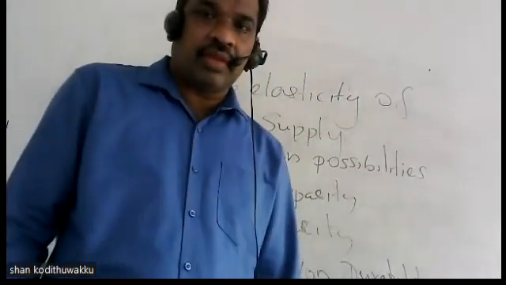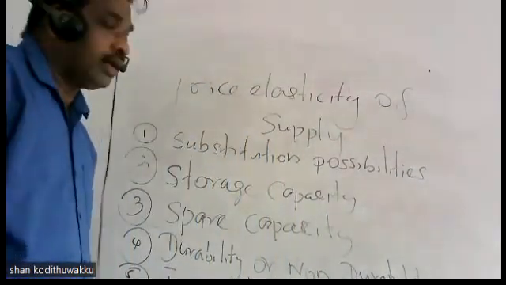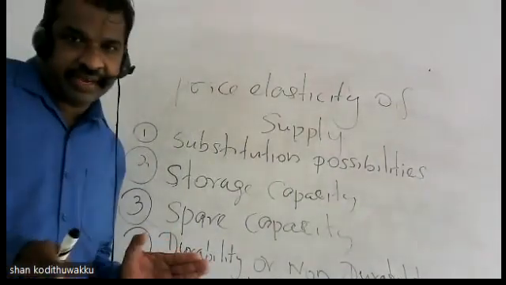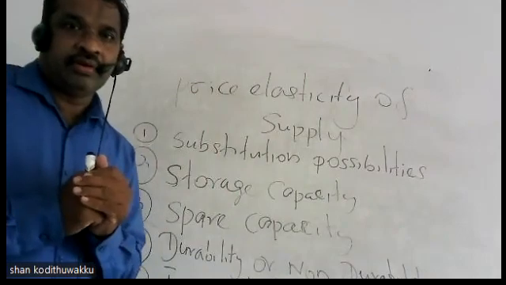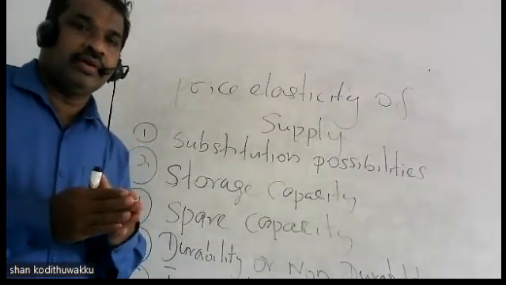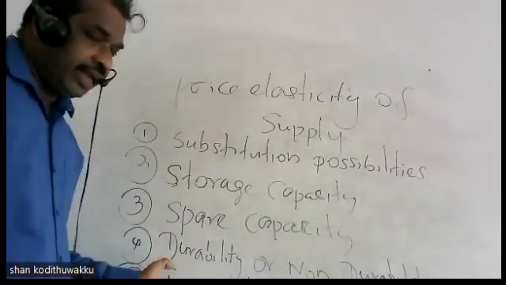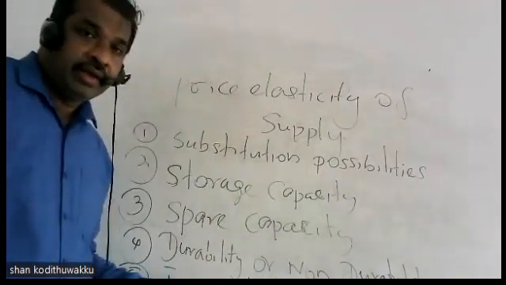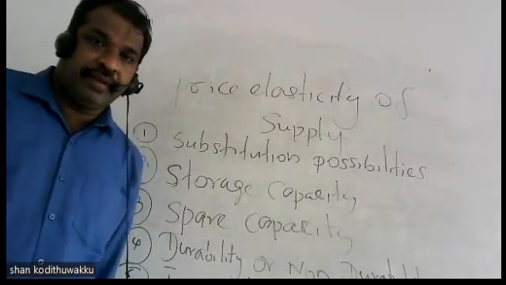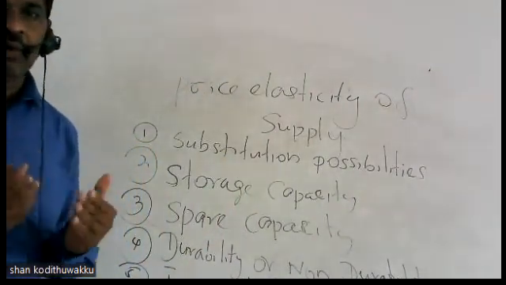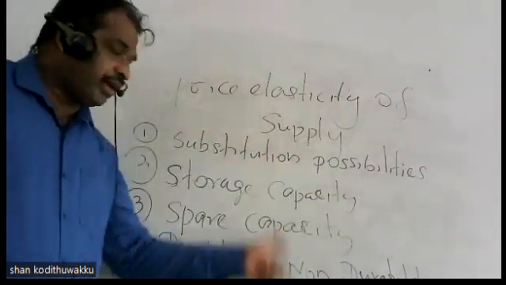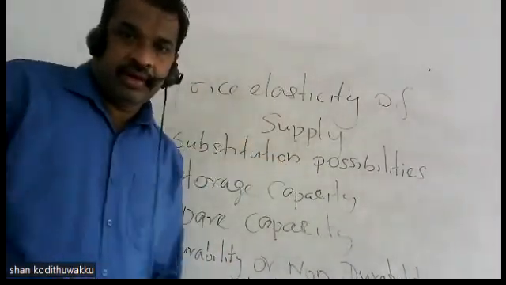Likewise, you can answer depending on the marks given for the question. If you are just asked to list, giving 2 marks or 4 marks, you just name the factors affecting price elasticity of supply. But if you are asked to explain briefly, giving 4 marks, then you have to explain each factor in brief. Right.